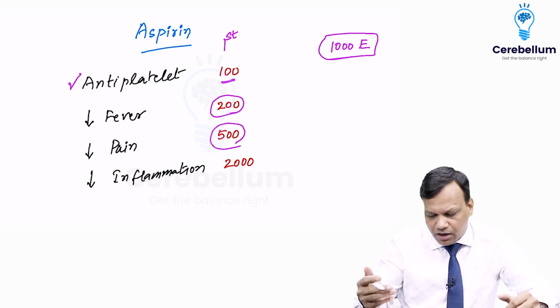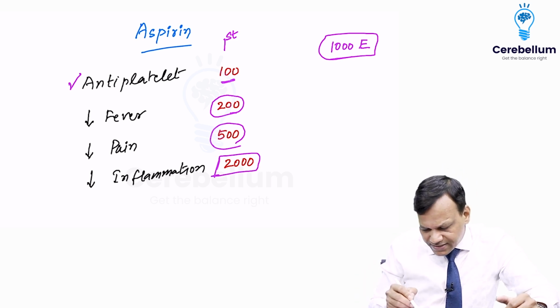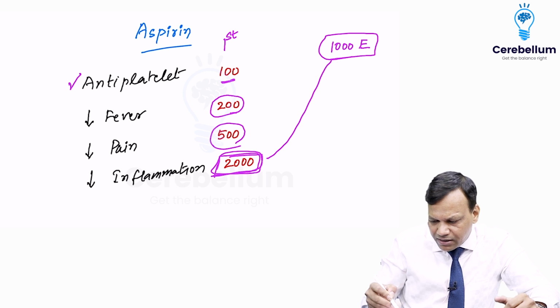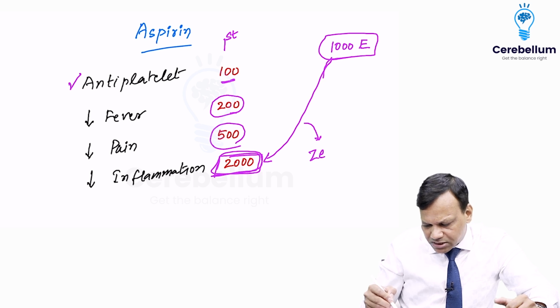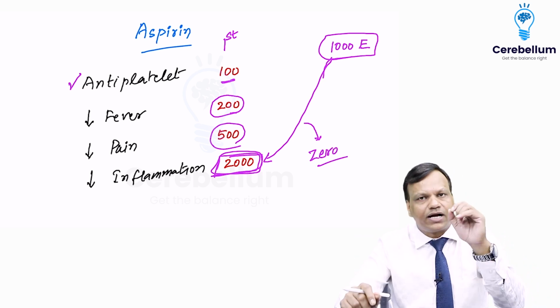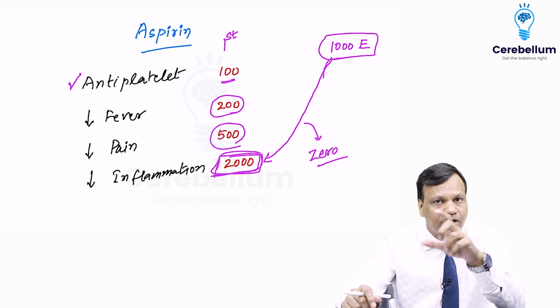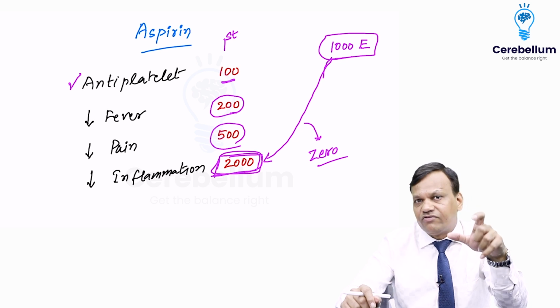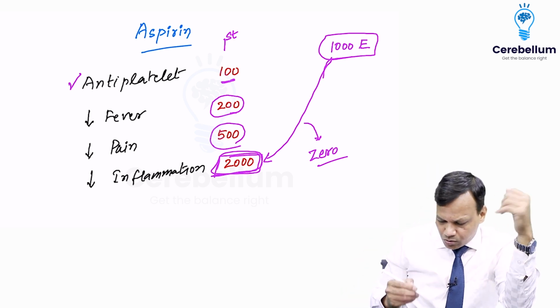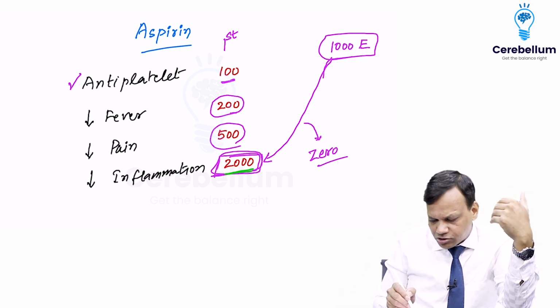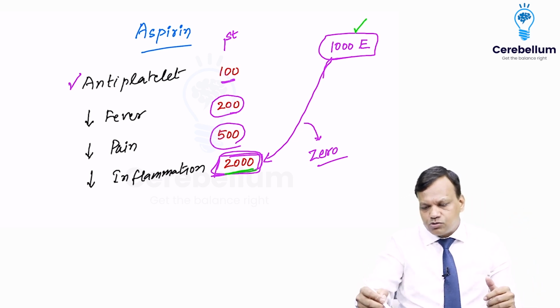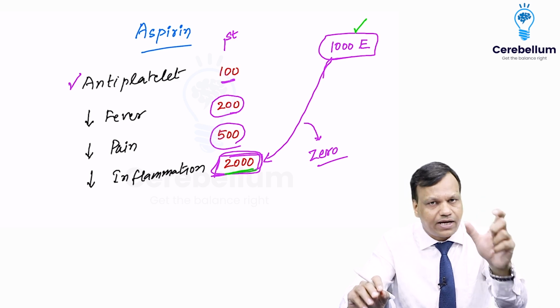As an analgesic, again first order. But when we use it as an anti-inflammatory drug, the enzyme becomes saturated. So at anti-inflammatory doses, aspirin follows zero order kinetics. Clear? So aspirin follows zero order kinetics only at high doses, not at low doses. Only at anti-inflammatory doses. So we have given 2000 molecules of aspirin. Enzymes are 1000, so it will follow zero order kinetics.